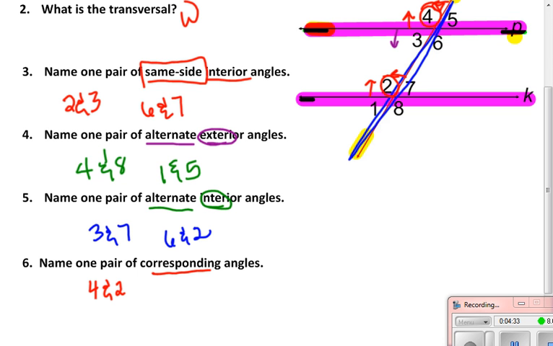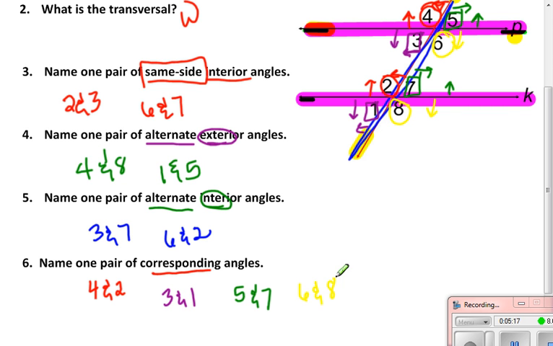Who is below and to the left? Well, that's 3 and 1. They are in a corresponding position relative to the parallel lines and the transversal. So we have 2 more pairs. If we go to this side of the transversal and we go above our parallel lines, we are looking at 5 and 7. And if we go below and to the right, we're looking at 6 and 8 as our corresponding angles. This whole page and these definitions are absolutely something that you really need to know inside out and upside down.